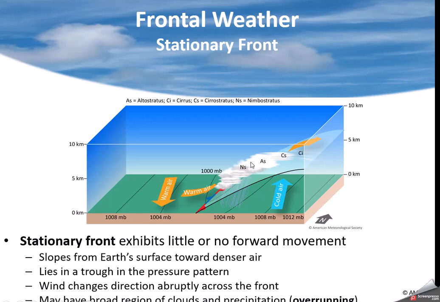Then as you get a little lower, the warm air is closer to the ground. You've changed to altostratus clouds, or even nimbostratus or stratus clouds down near the surface where it's warmer and raining. So warm air has risen over top of the cold air, and the slope of this air, probably in the cold air, is not real steep. So that's just a gradual rainy event.